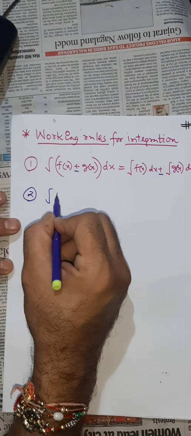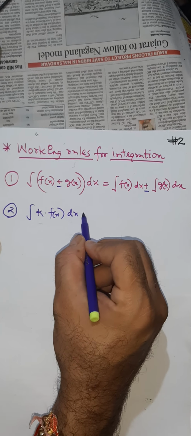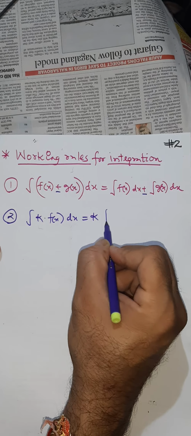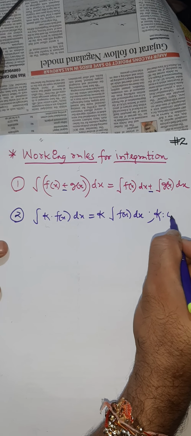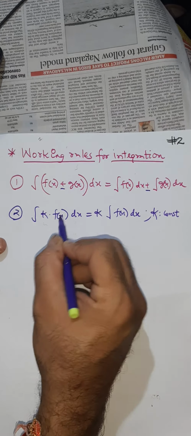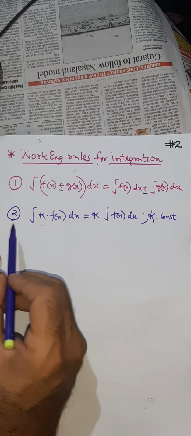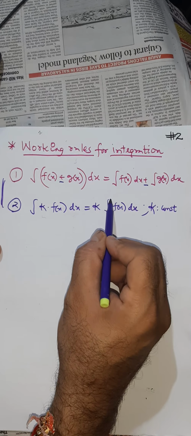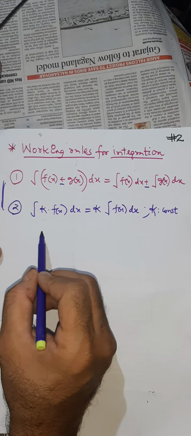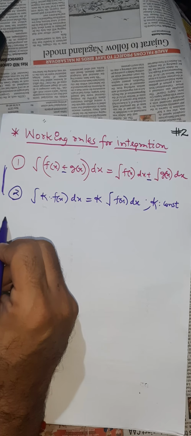Second rule, if you have constant times function, as we were doing in differentiation, that constant will come out and just integral of f(x), where k is constant. Constant comes out directly from the integration and just the integral of the function, as you did in differentiation. So we have only these two working rules. We don't have product rule and division rule. In differentiation you had all four working rules, remember. Here we have just these two. If you have plus or minus, you can take integral inside. If you have constant, you can take it outside.